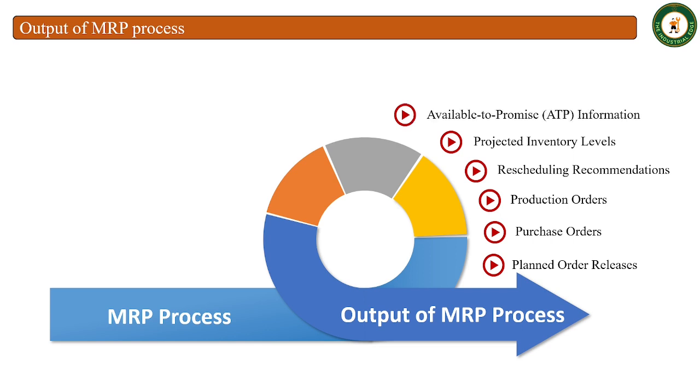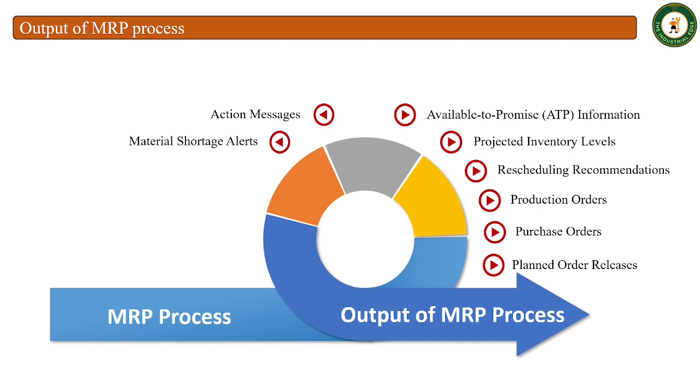Sixth output, available to promise information. ATP, available to promise, refers to the quantity of an item that can be promised to customers based on existing orders and projected inventory. MRP provides ATP information to support accurate customer order commitments. Seventh output, action messages. Action messages are alerts and notifications generated by the MRP system to guide decision making. These messages might indicate actions like order release, rescheduling, order cancellation, or adjustment to inventory levels.